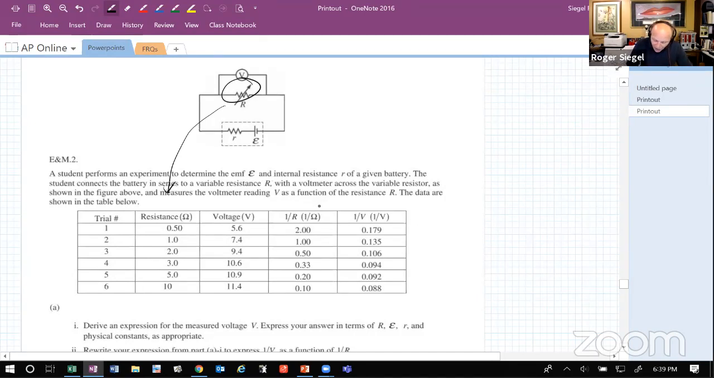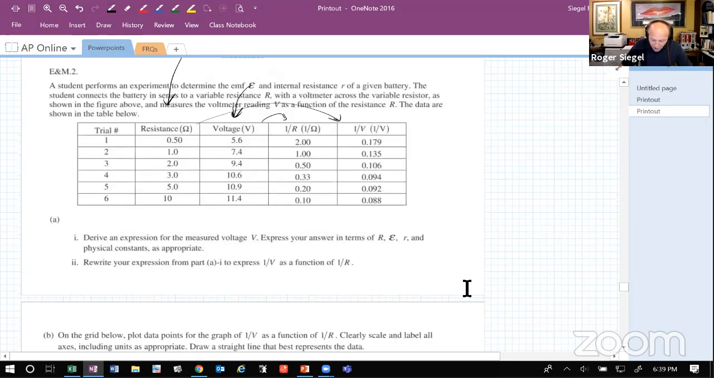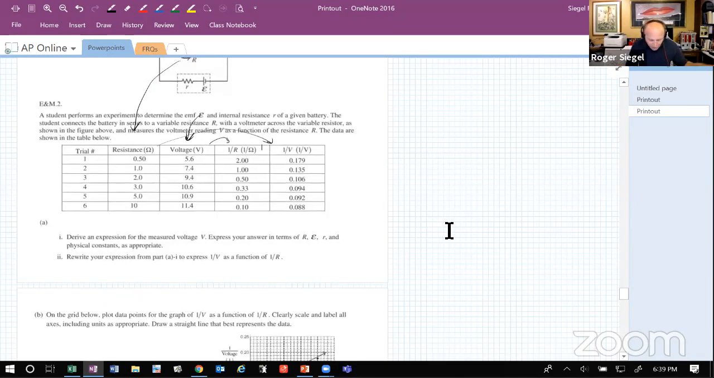And we are measuring this. These are just numbers that are carried over. They've done some math for us, but this is my independent variable and this is my dependent variable. All right, so first it says derive an expression for the measured voltage V. Express your answer in terms of R, script E, little r, and physical constants as appropriate. All right, so let's do that.